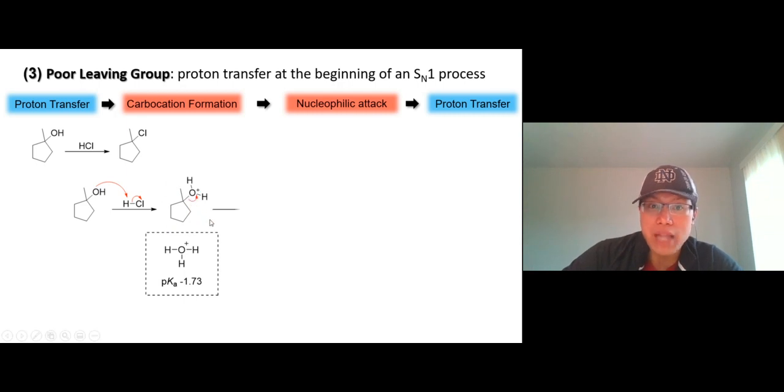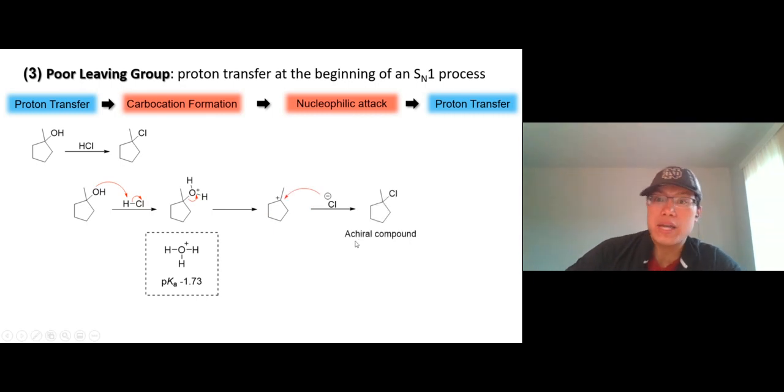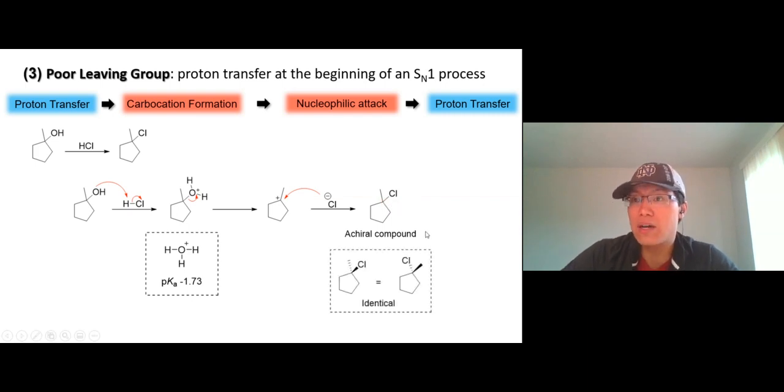When that happens, you go forward, you get a carbocation right here, and then nucleophilic attack by chloride floating around, which is your reagent. Chloride attacks, and you should get this compound. In this case, we don't get two products, a pair of enantiomers, because this carbon right here is not a stereocenter. It doesn't have 4 different substituents. So these two are the same thing basically.